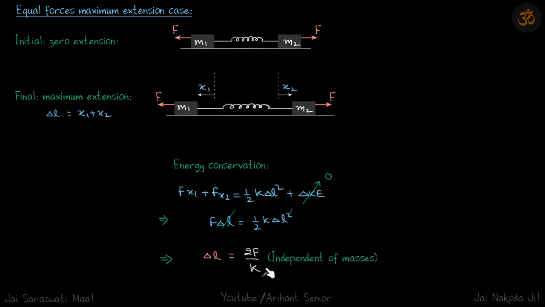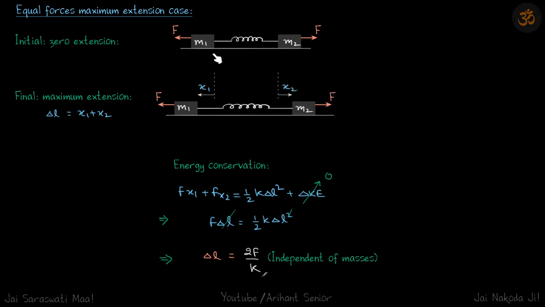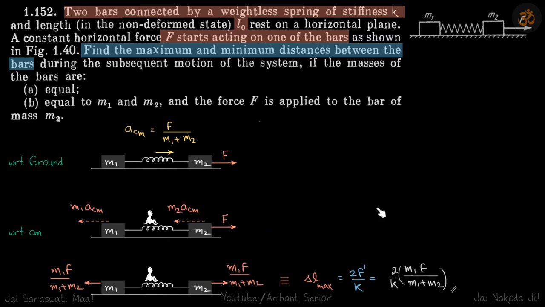And we see that this result is independent of the masses. So if masses are equal or different, the result is going to be same. So now you can see how using this result we got our answer. Now this is delta L max. So of course for this solution where he's asking the maximum and minimum distances, that will be L naught plus delta L max and L naught minus delta L max.